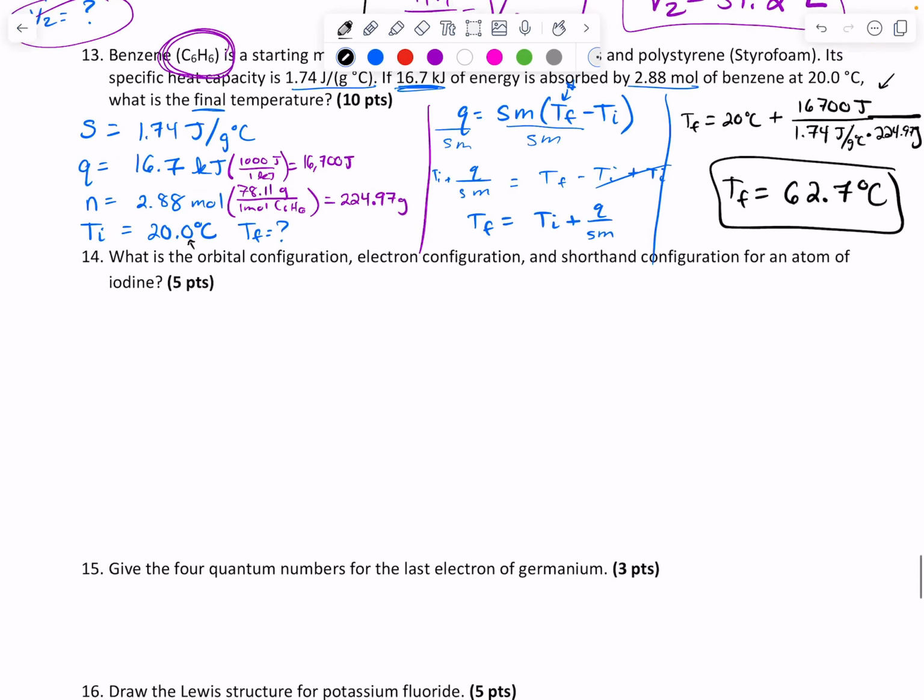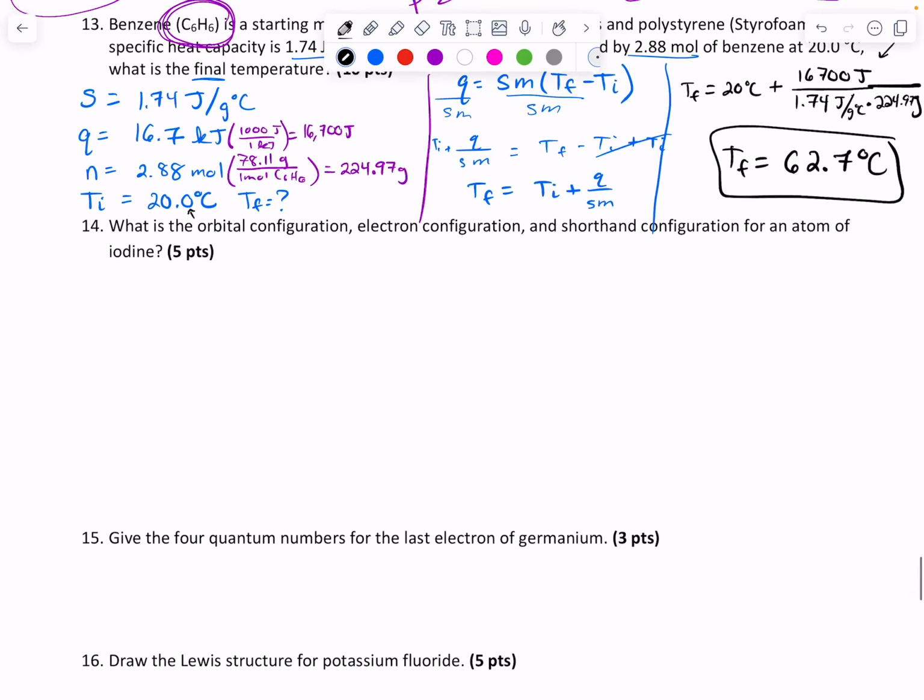All right, now we're getting into the stuff that is probably most familiar to you because it is most recent. So this is all the stuff on the most recent exam. Orbital electron shorthand configurations for iodine. So I chose a really big one just for you to practice. Don't you just love it? Okay, so iodine has 53 electrons. So man, we got to go far.